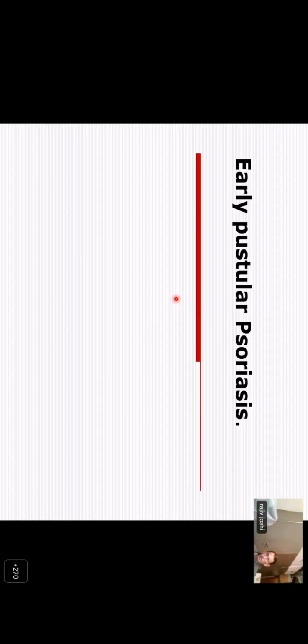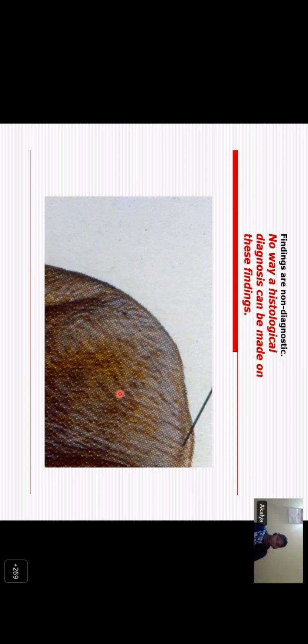So this was early pustular psoriasis. And then, of course, if you see something like this, you just can't make a diagnosis, and you need to report it that way. So this was just an introduction to how we make a diagnosis for inflammatory skin diseases. Are there any questions on this?